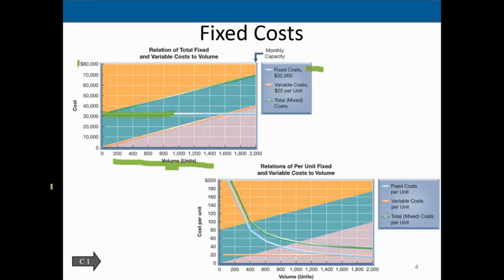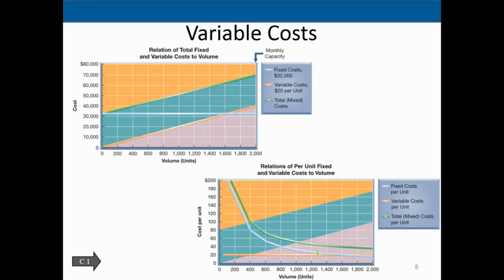We want to produce basically as many as we can, because notice that the per unit cost goes down. So the more we produce, the more we divide that rent across the number of units we produce, and therefore the cost per unit will go down. We contrast this behavior to its opposite type of cost, for the most part, being variable costs.